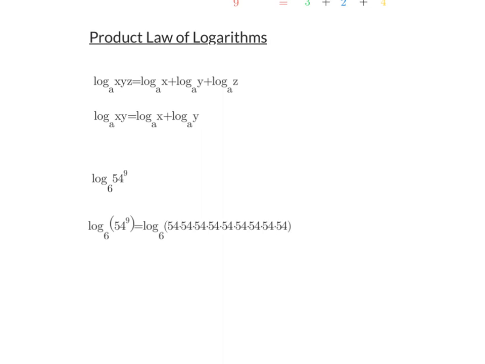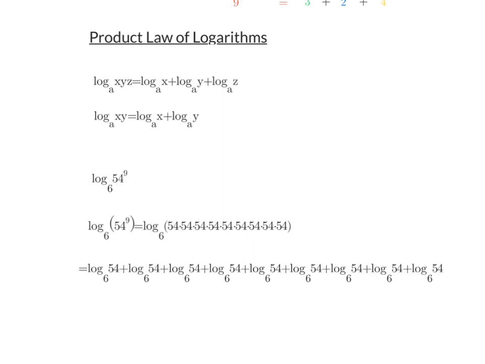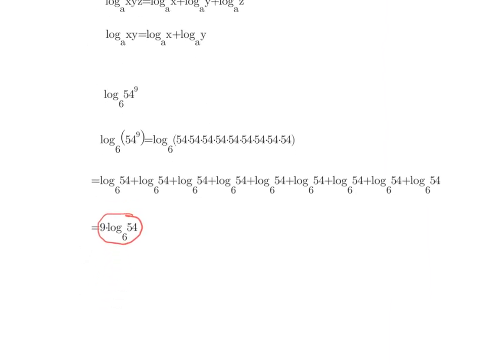And then you would say to yourself, well, the product law of logarithms tells me that that's just going to be equal to the log base 6 of 54 plus the log base 6 of 54 plus the log base 6 of 54, and so on and so forth, 9 times. Okay, well then couldn't we just say, since it's repeated addition, that this is 9 times the log base 6 of 54? Yes, we can.